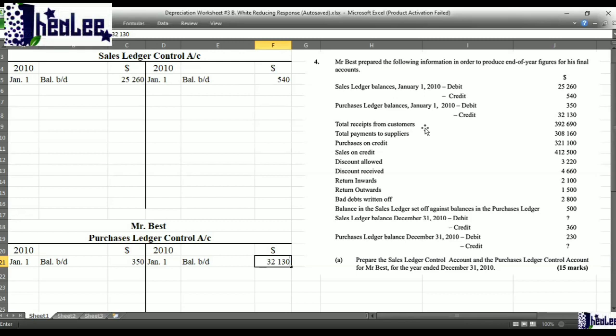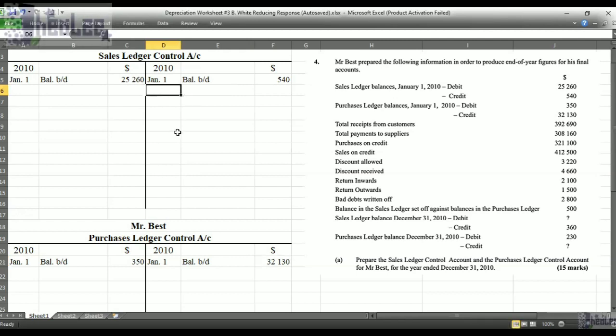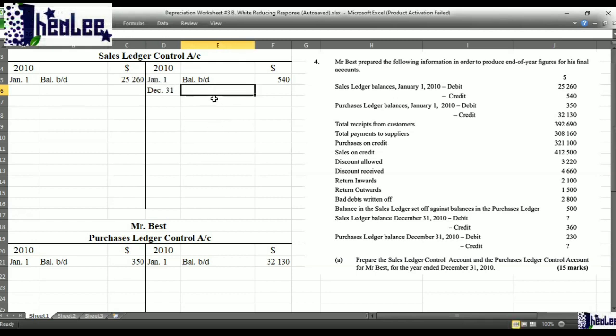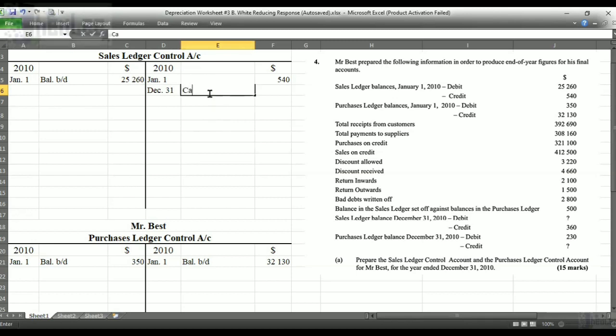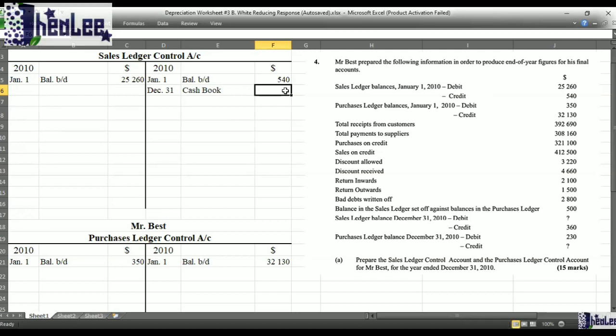And once your debtors pay, because this is an asset, that's a reduction in the account. And because there's a reduction, you are going to make a credit entry. This is at the end of the year. So we're going to use the ending of the period, which is December 31st as our date. And the details, you can write cash book, or you can simply write receipts from customers. So I'll be using cash book. That still represents the receipts from your customers, or you could write bank, just the same. And the amount there is $392,690.